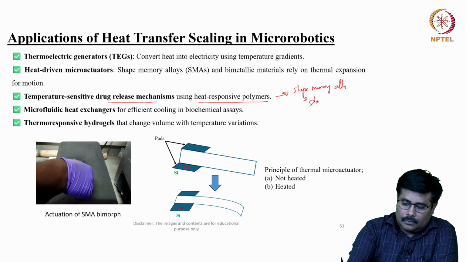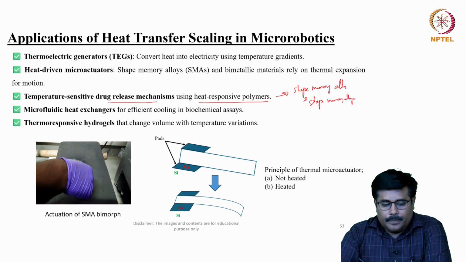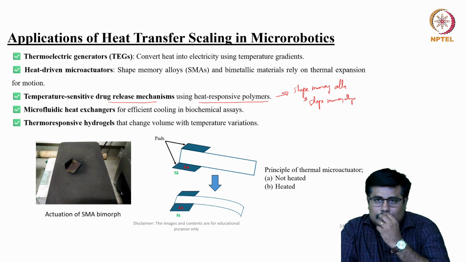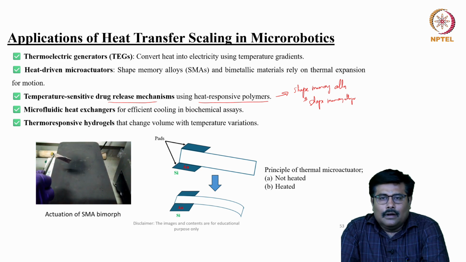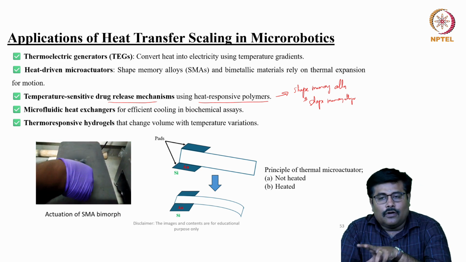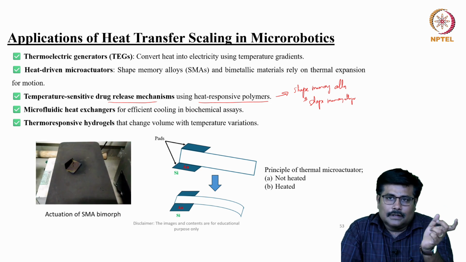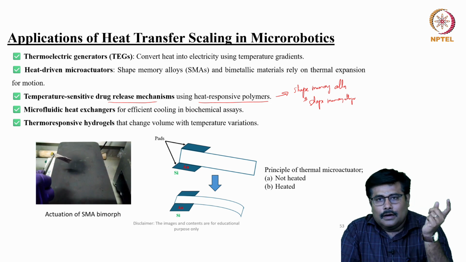In fact, in that aspect, we have shape memory alloys and shape memory alloy polymers also. These are highly responsive to heat, so that when heat is applied, they automatically respond. Next, we have microfluidic heat exchangers, which are efficient for cooling in biochemical assemblies. Basically, wherever there are biochemical assemblies, by supplying heat to them, we can have a responsive system.